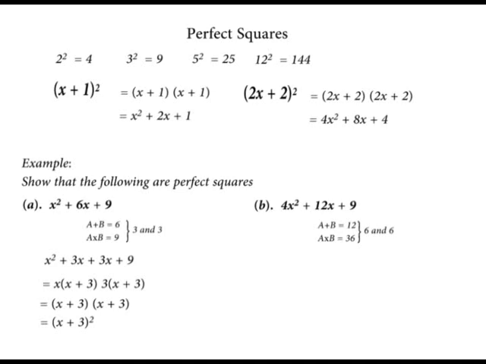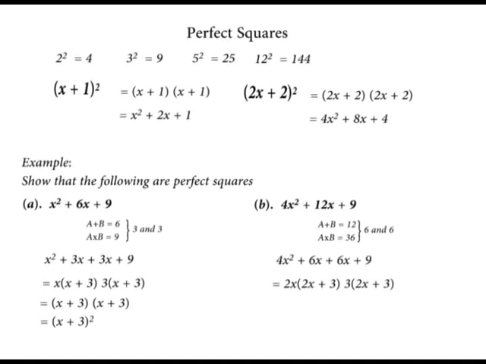Rewrite the expression: 4x squared plus 6x plus 6x plus 9. Factorize 2x into 2x plus 3, then 3 into 2x plus 3. Then get 2x plus 3 times 2x plus 3. That is also equal to 2x plus 3 squared. And so the expression b is also a perfect square.